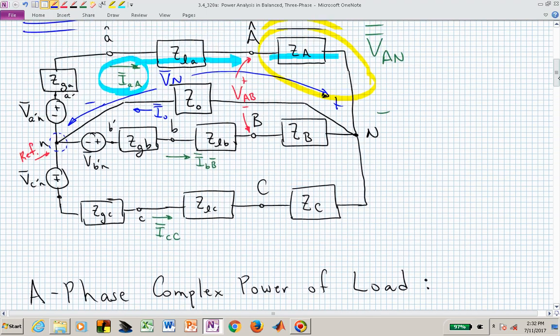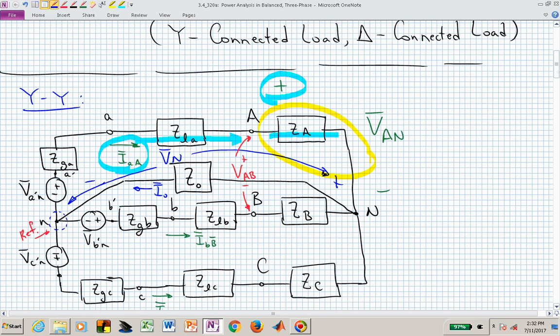And I hope that you can see that VAB, in this particular case, that phasor, is not equal to V sub AN, because V sub AN also has to be combined with V sub BN in order to get us the line-to-line voltage of the A phase, which is V sub AB, with A being the positive terminal in that measurement.